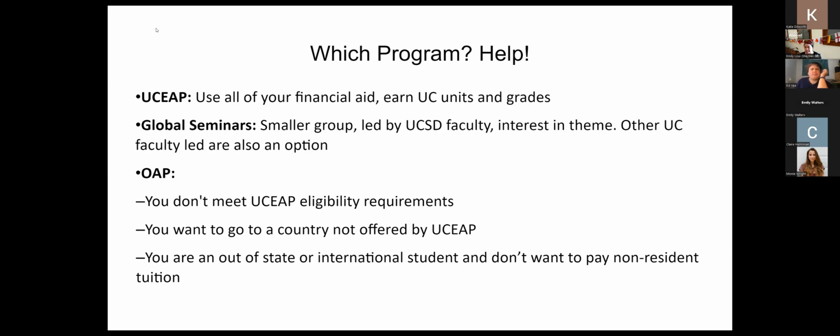The last option is an OAP program. So that's Opportunities Abroad program. And I would say, like I said, the majority of you are going to just go on a UCEAP program because it's, to be honest, a better deal. It's subsidized by the university. Your grades pipe in. You don't have to work with admissions. There's less paperwork. But there are some situations where an OAP program would be a good fit.